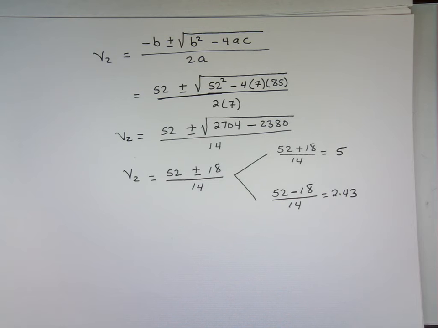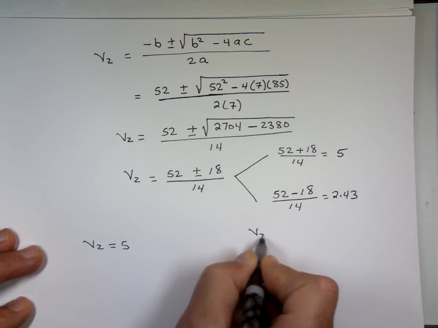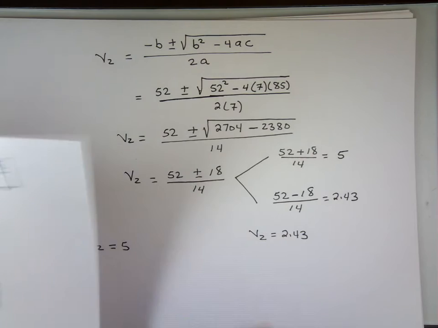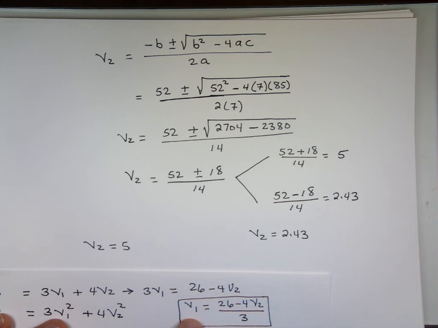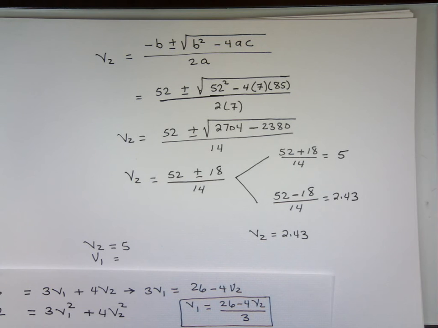We need to find what v1 is for each one. Again, we have two answers for v2. We have v2 equals 5, and the other answer, v2 equals 2.43. Well, let's find v1 and see if it makes any sense. This is what v1 is equal to. We did that early. We have that equation. So when v2 equals 5, what is v1? Plug it in here. 26 minus 4 times v2. v2 is 5. 4 times 5. And you divide it by 3, and that's a 2.